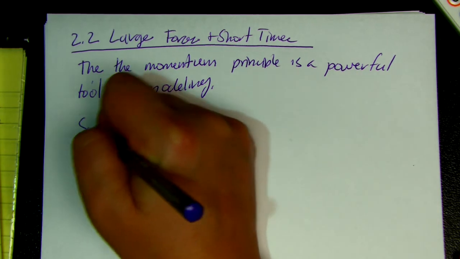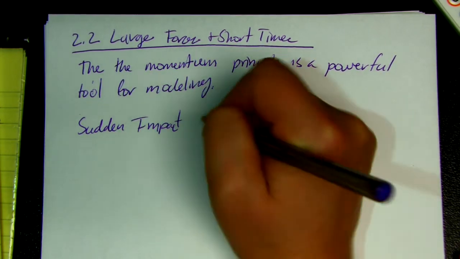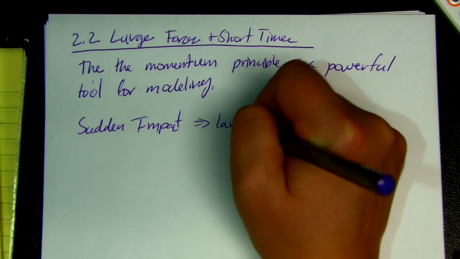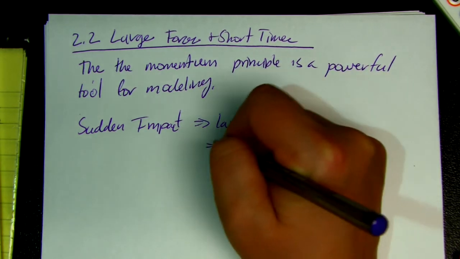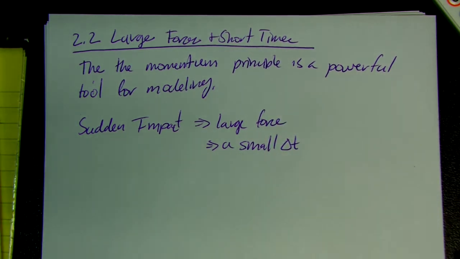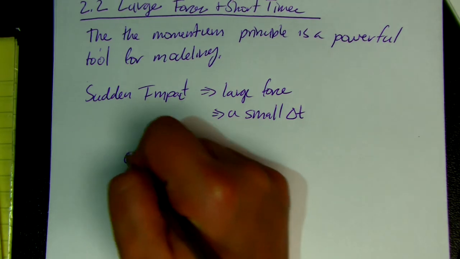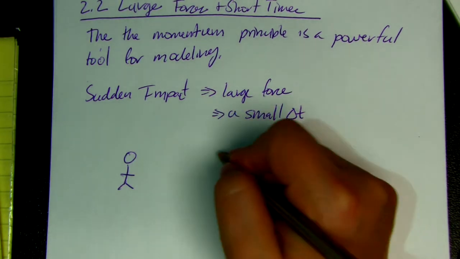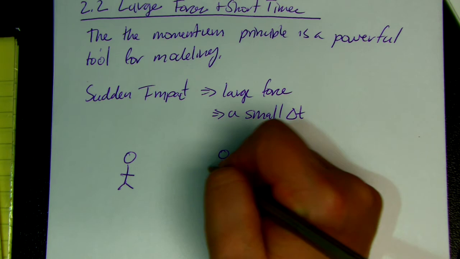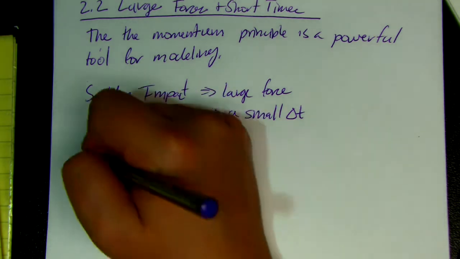So, I want to do sudden impact, which is a large force and a small delta t. Okay, so we're going to look at two students running across campus. And they're both late, they're going opposite directions, they're not paying attention, and they run into each other.